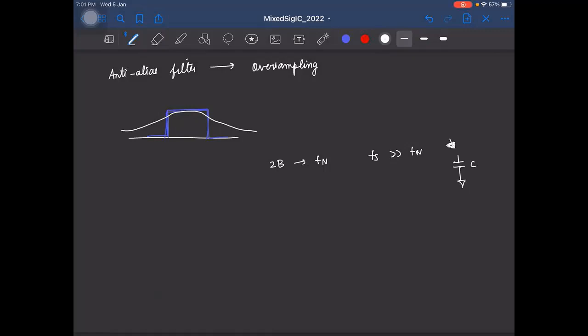But this is usually not a problem, because if you don't do oversampling, you may not even be able to realize this kind of an anti-alias filter, right? So usually ADCs are always oversampled. You will almost never encounter an ADC where you sample exactly at the Nyquist rate. And this oversampling ratio OSR can be anywhere between 2 to 4 for some ADCs. For some other class of ADCs, it can be much higher, even of the order of a few hundreds.